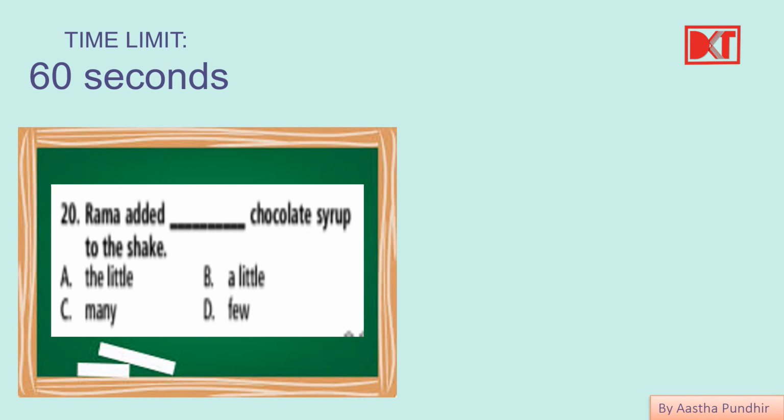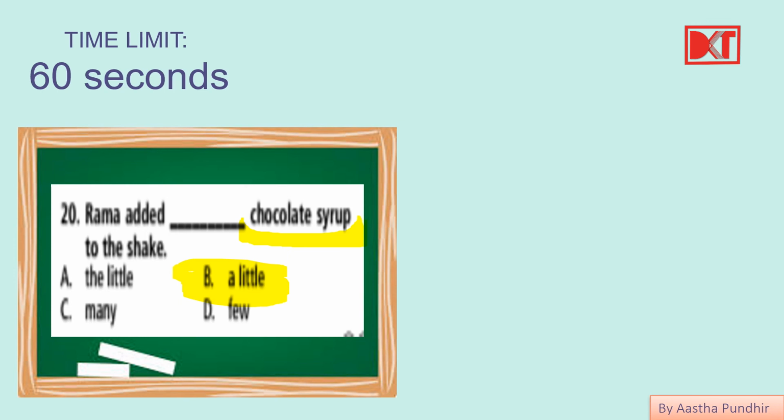Alright, now next. Rama added dash chocolate syrup to the shake. The little chocolate syrup, a little chocolate syrup, many chocolate syrup, or few chocolate syrup. Pretty easy, I think. Again, added a little chocolate syrup to the shake. Chocolate syrup, again, is something you can't really put into units. 1 chocolate syrup, 2 chocolate syrup. We're not talking about bottles here. We're talking about the liquid chocolate syrup we have. So a little chocolate syrup to the shake.